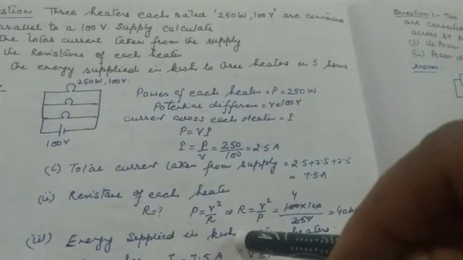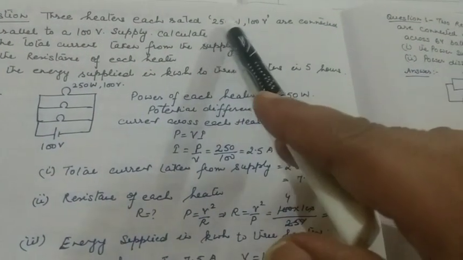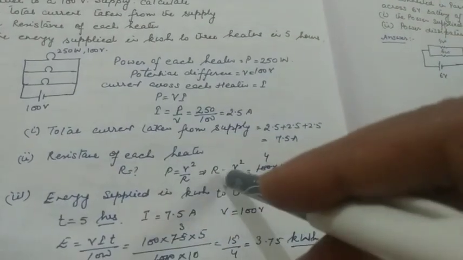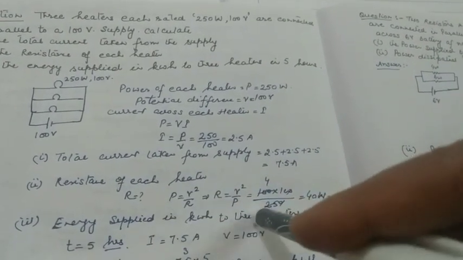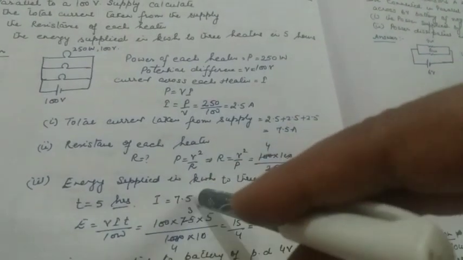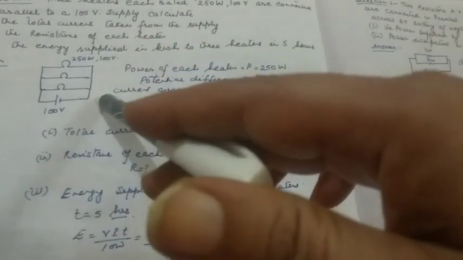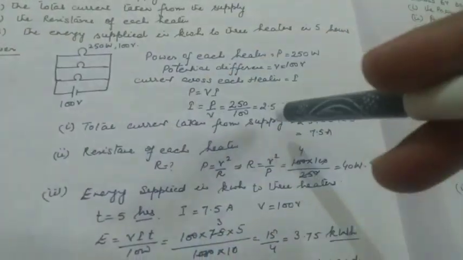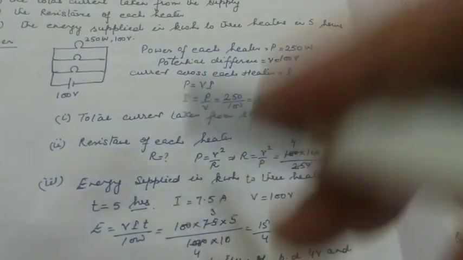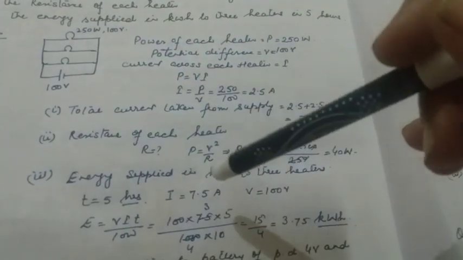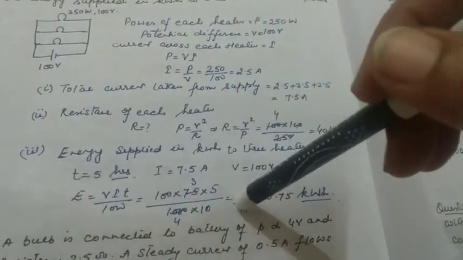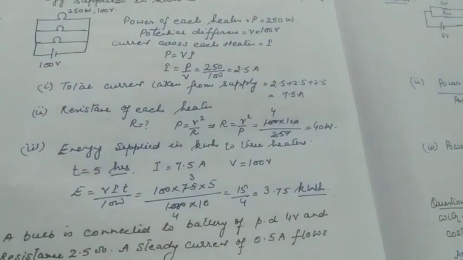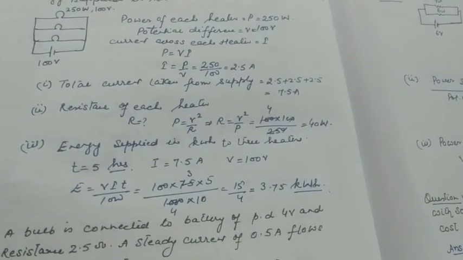For that we know the power, we know the voltage, so we can easily find its resistance using the formula P equals V square upon R. Third, energy supplied in kilowatt hour by the three heaters. That means for the total circuit we require the information. Total circuit current we know is 7.5 ampere, total voltage we know is 100 volt, time is 5 hours. We can easily find the electric energy as VIT upon 1000, and the answer will come in kilowatt hour.